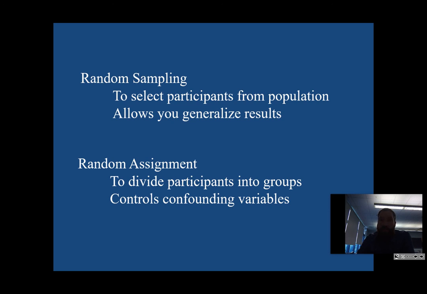So random sampling gives you your pool of participants, and then that, if it's done well, allows you to generalize your results to the larger population. Random assignment is how you determine who's going to be in what group. And if you do it well, then that's going to control for all of those other variables that could help explain a certain behavior.